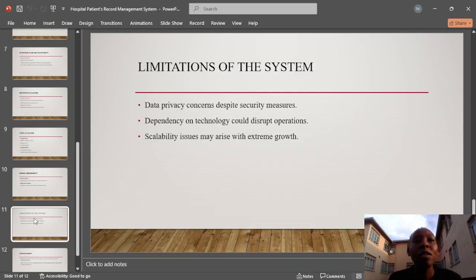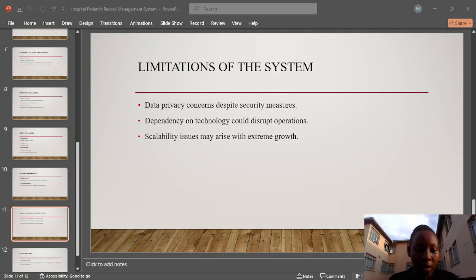Of course, everything has an advantage and a disadvantage. One of the limitations is data privacy concerns. Despite the robust security measures, despite how well you secure your database, there are always risks. Then there is dependency on technology. You're always depending on technology, such as computers, so when there is no electricity, it will disturb the work of the doctors and nurses. Then another one is scalability issues, where extreme growth may require a migration to a more robust system.